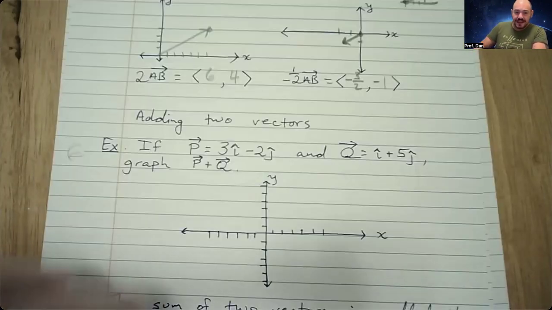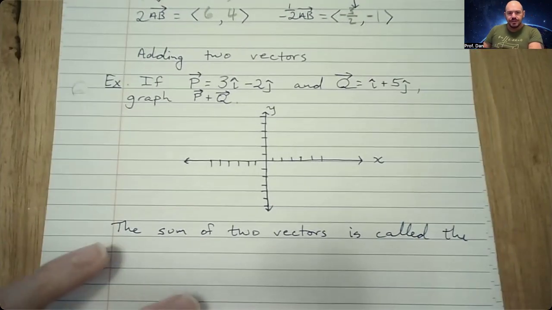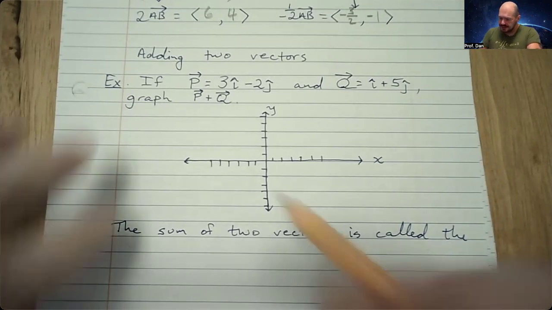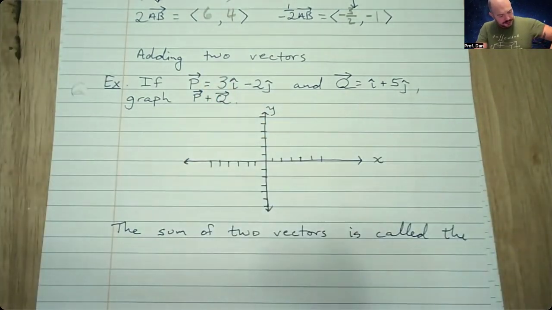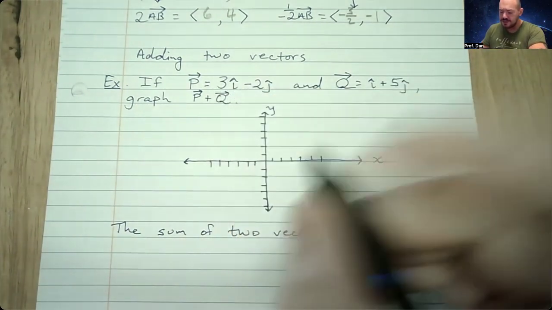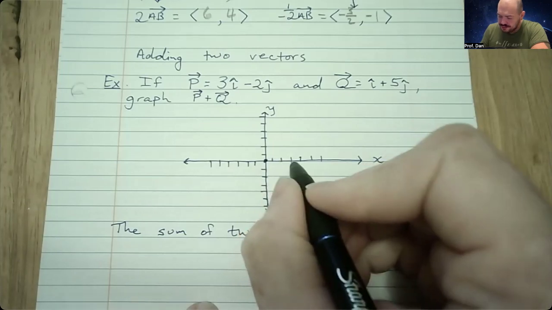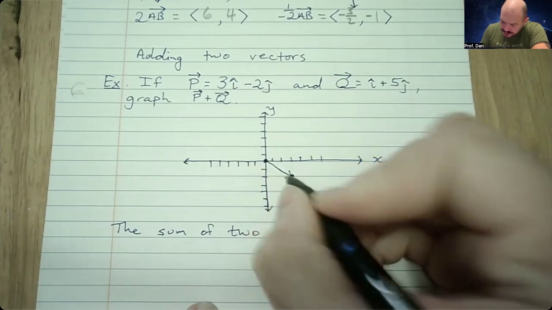Next thing, adding vectors. For this last bit, we're going to look at what happens graphically and component-wise when we add two vectors together. So let's say that I have two vectors, P and Q. I graph these in blue. P is 3i minus 2j, which means if I start at the origin, I'm going to go to the right 3 and down 2. That's the terminal point for vector P.